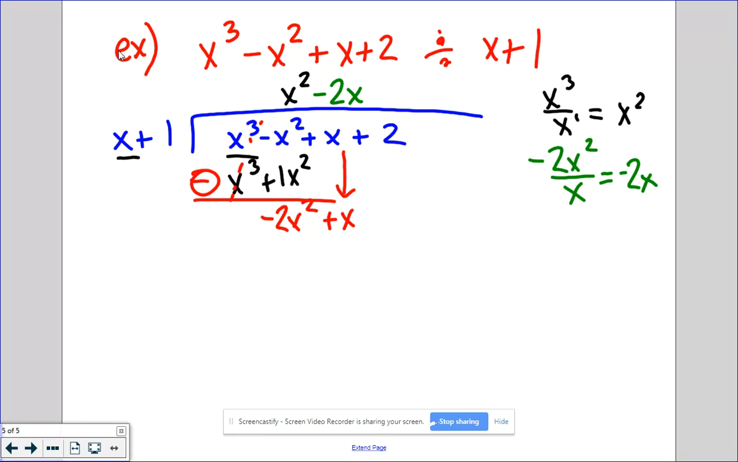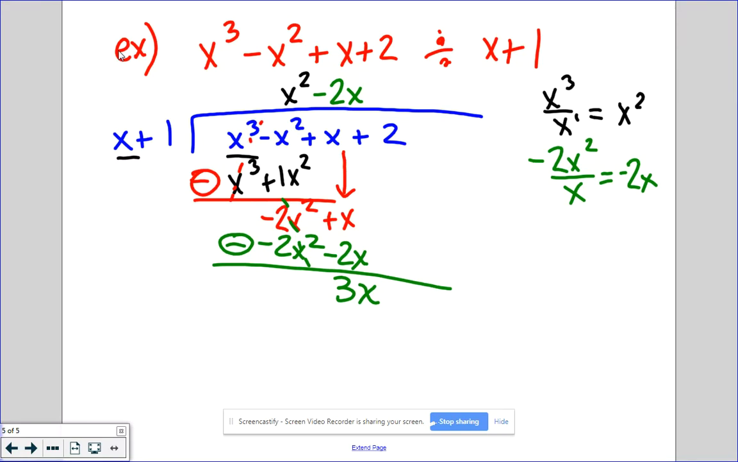Yep. Now I take negative 2x times x. That's negative 2x squared. Negative 2x times 1, that's negative 2x. And again, subtract. Negative 2x squared minus negative 2x squared, that's gone. X minus negative 2x is 3x. 1 minus negative 2 becomes 1 plus 2, which is 3.